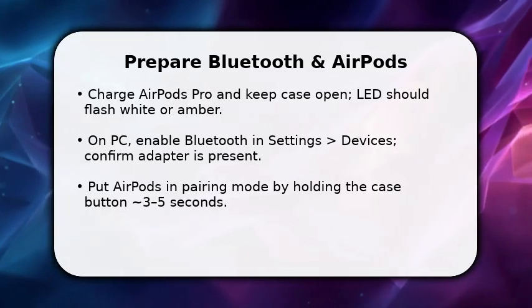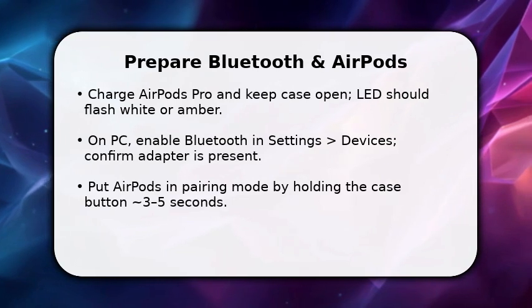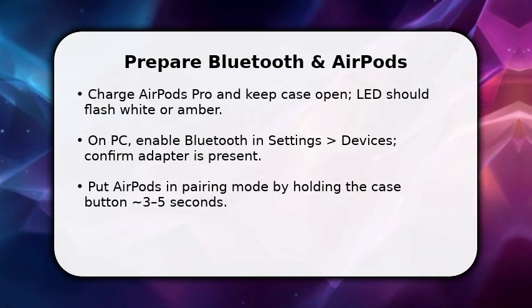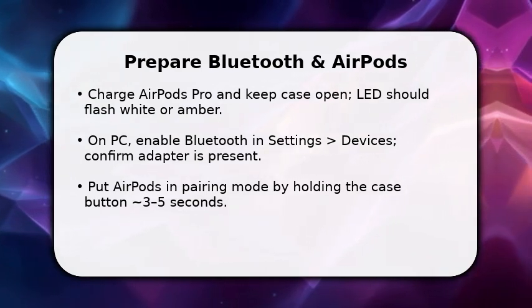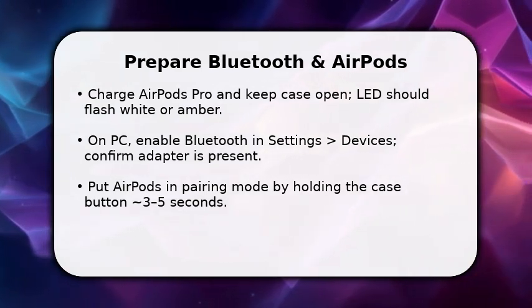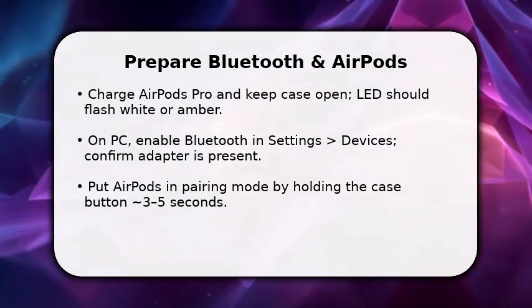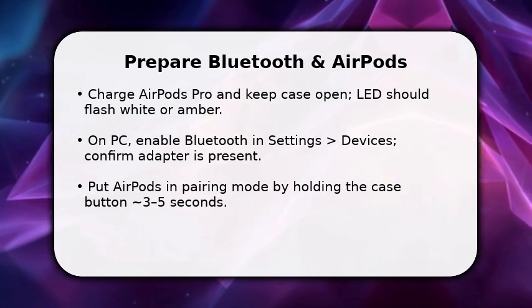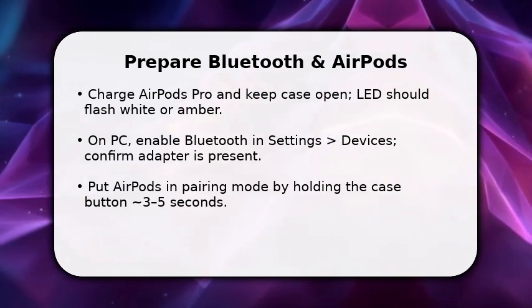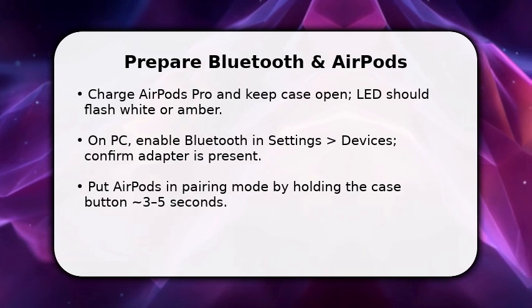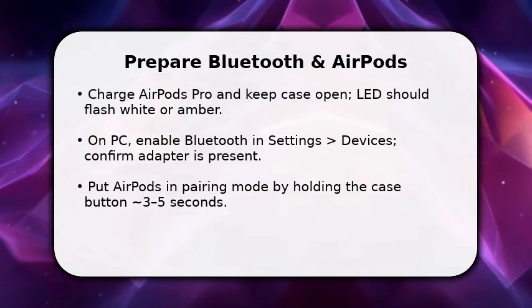You start now, charge your AirPods Pro and open the case so the LED can show status. On Windows, go to Settings, Devices, Bluetooth and make sure Bluetooth is enabled and the adapter is recognized. Then press and hold the setup button on the back of the case for about 3 to 5 seconds until the LED flashes white. Once done, your PC is ready to find a new device, so stay on the Bluetooth pairing screen and move to the next step.